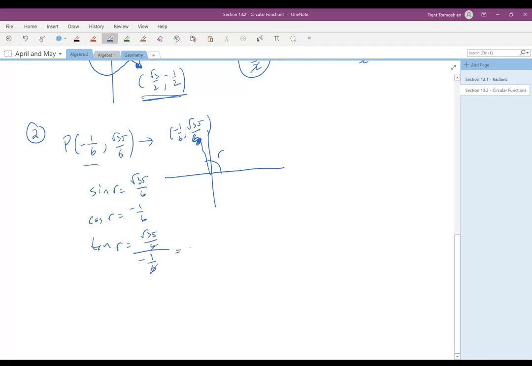The 6's cancel, and so you get negative root 35. And then the cosecant of r is just the reciprocal of the sine, which would be 6 over root 35, which is the same as 6 root 35 over 35 when I simplify. The secant of r is just going to give you the reciprocal of negative 1/6, which is negative 6. And then the cotangent of r is the reciprocal of the tangent, which is negative 1 over root 35, which is the same as negative root 35 over 35 when I simplify.